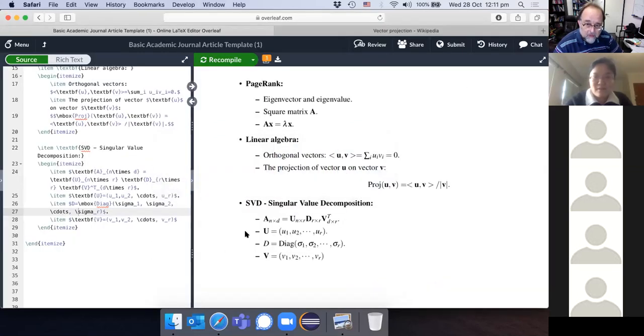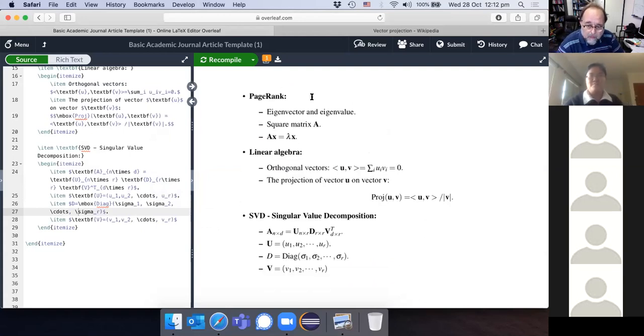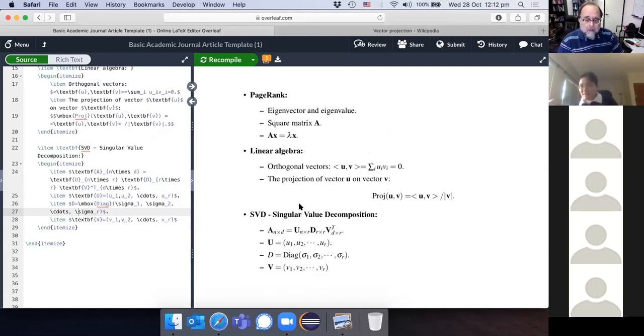can you see my screen here on Overleaf? Yes. Okay, cool.